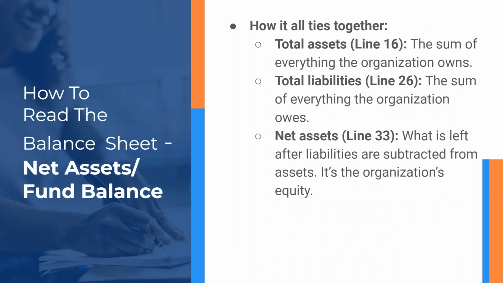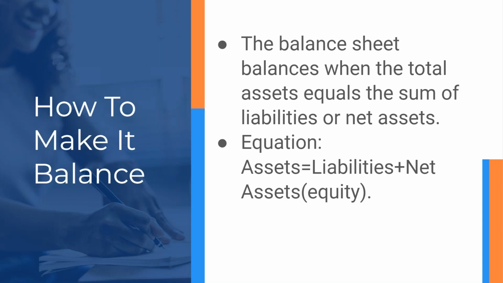So how does it all tie together? You've reported your total assets on line 16, which is the sum of everything the organization owns. We've reported our total liabilities on line 26, which is the sum of everything the organization owes. And our net assets on line 33 is what is left after liabilities are subtracted from assets. This is the organization's equity. The balance sheet balances when the total assets equal the sum of liabilities and net assets. Assets equals liabilities plus net assets.